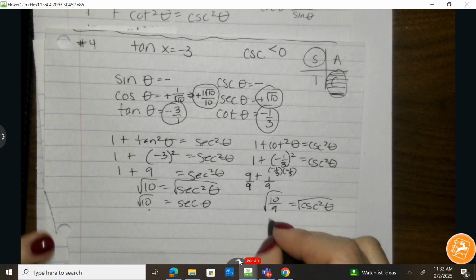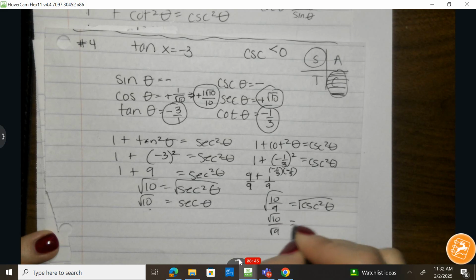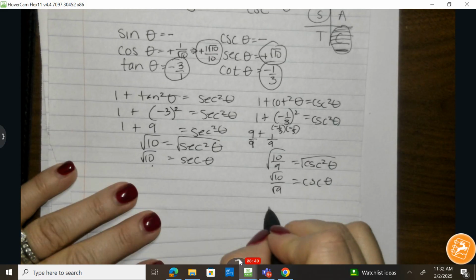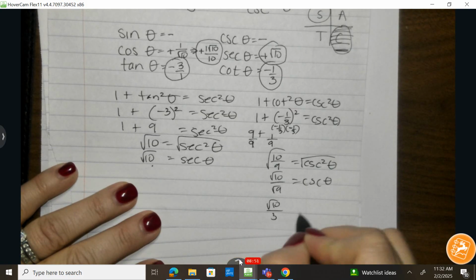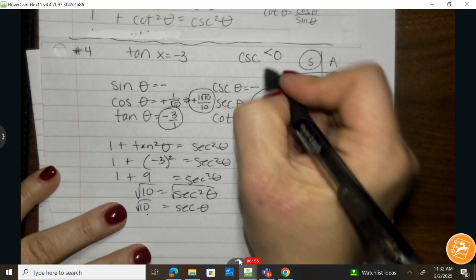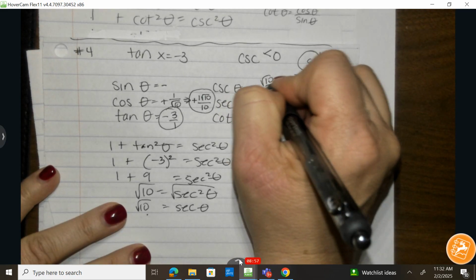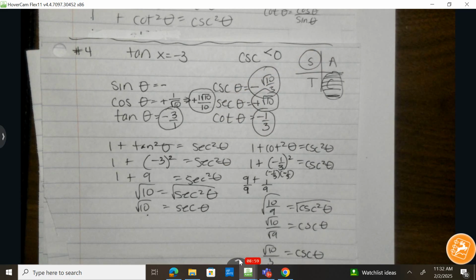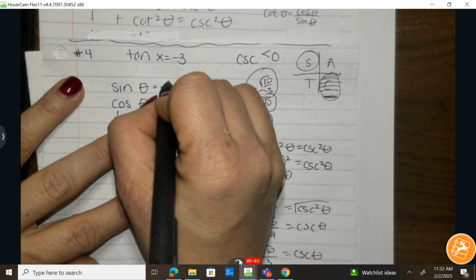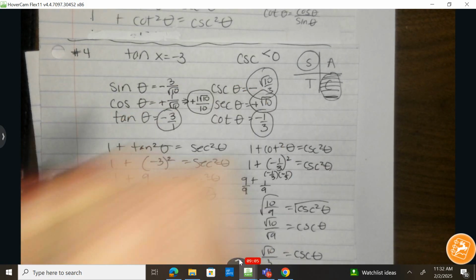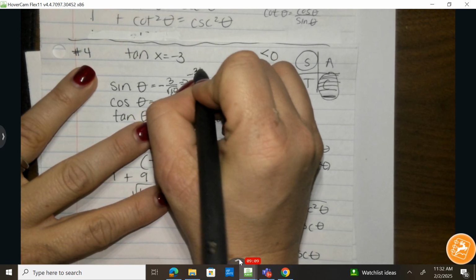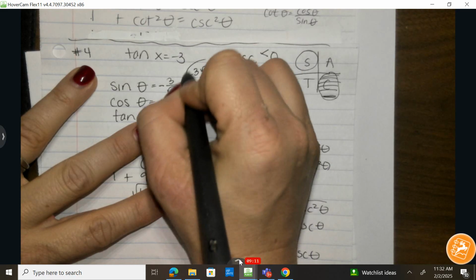Taking the square root, I have the square root of 10 over the square root of 9. The square root of 10 cannot be reduced, but the square root of 9 is 3. So I'm going to come up here and place this, which is going to be negative square root of 10 over 3. In this position, we're going to take the reciprocal. So 3 over the square root of 10. Not mathematically wrong, but not proper. So negative 3 square roots of 10 over 10.